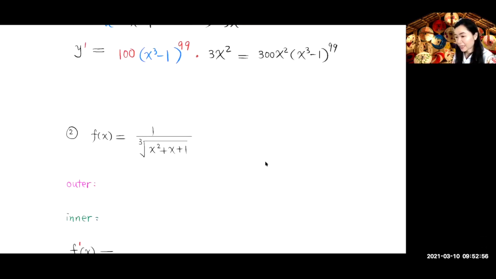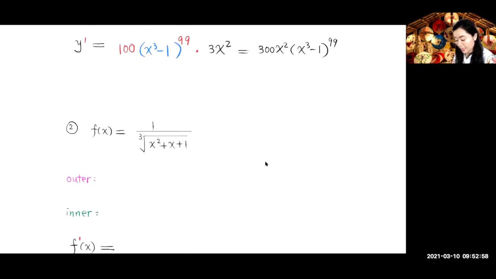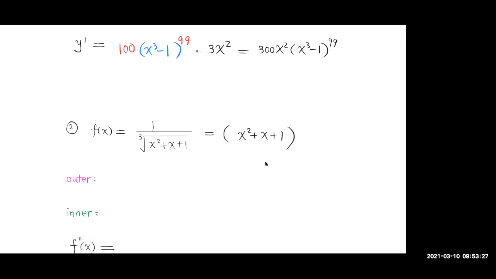Now the next example, number 2. Now this function over here, we don't use the quotient rule, because there's actually an easier way than using the quotient rule to differentiate that. So first, we can ask ourselves, can we rewrite this in power form? Yes. So it is x squared plus x plus 1 to the what power? It would be negative 1/3.